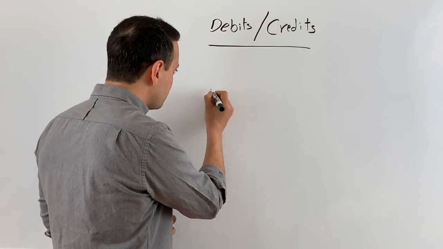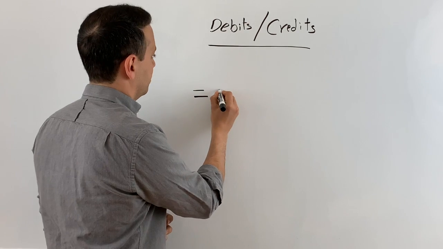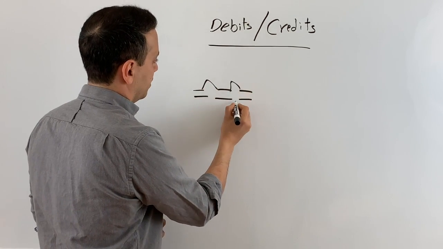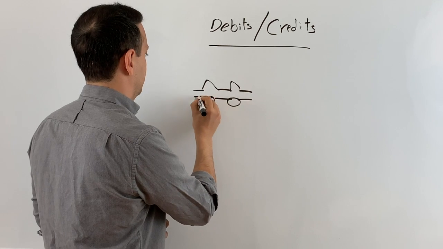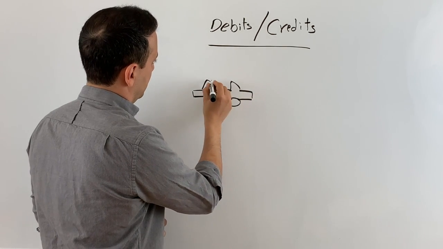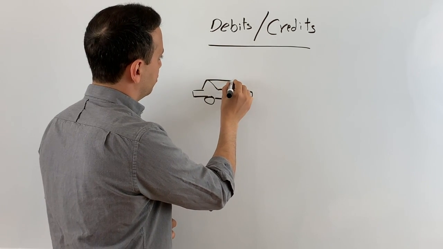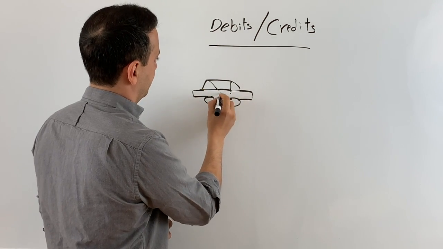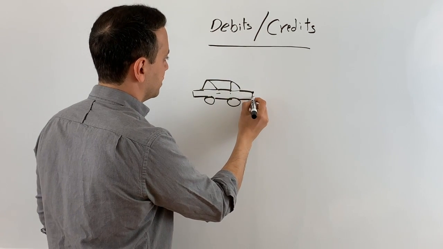And so, let me quickly draw this car here. This is how I learned how to draw a car as a kid. Here, and headlights.